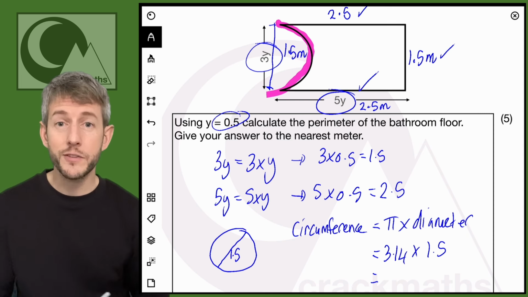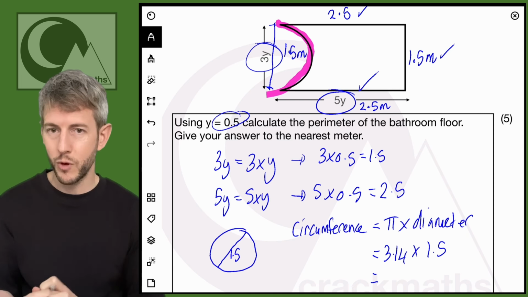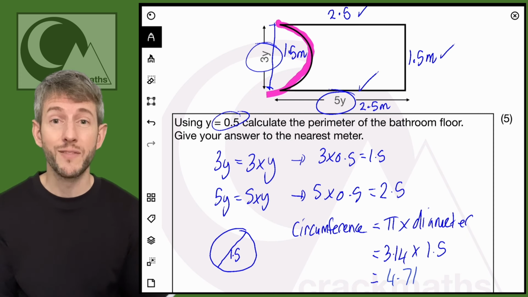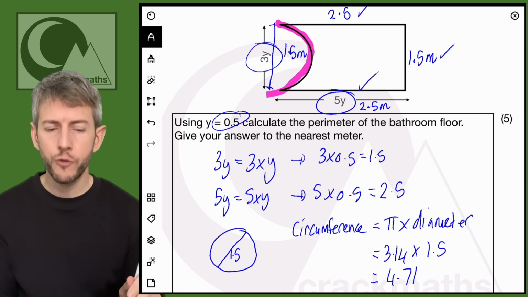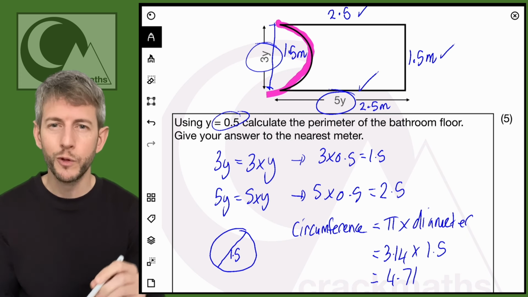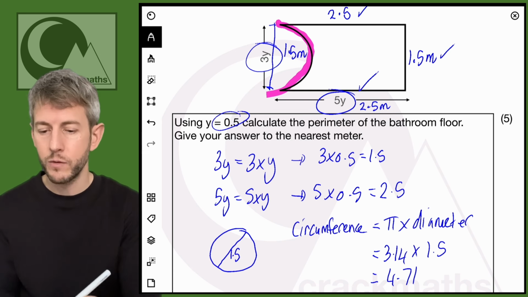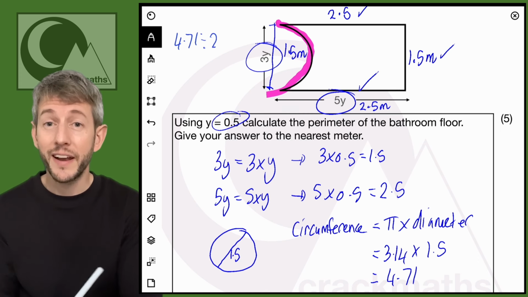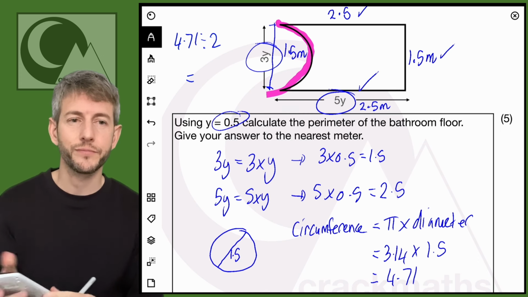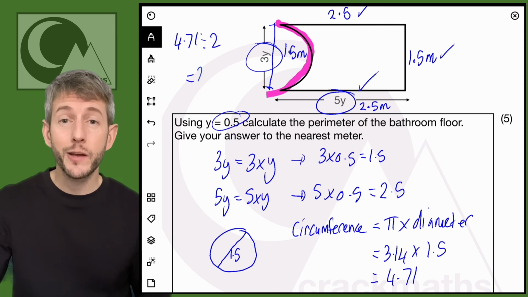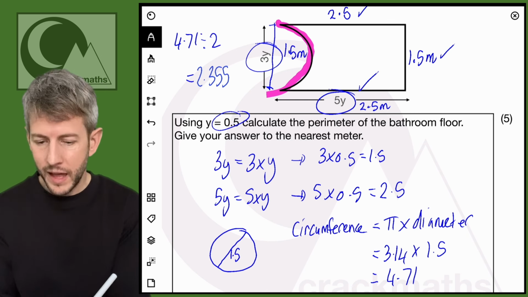Okay, I'm going to do that on my calculator. So we get 3.14 times 1.5, and that equals 4.71. Now, this 4.71 refers to the circumference of this whole circle. Now, because we have the semicircle, we only want half of that. So I'm going to now do 4.71 divided by 2. And again, I'm going to do that on my calculator. So 4.71 divided by 2 equals 2.355, and that's meters.